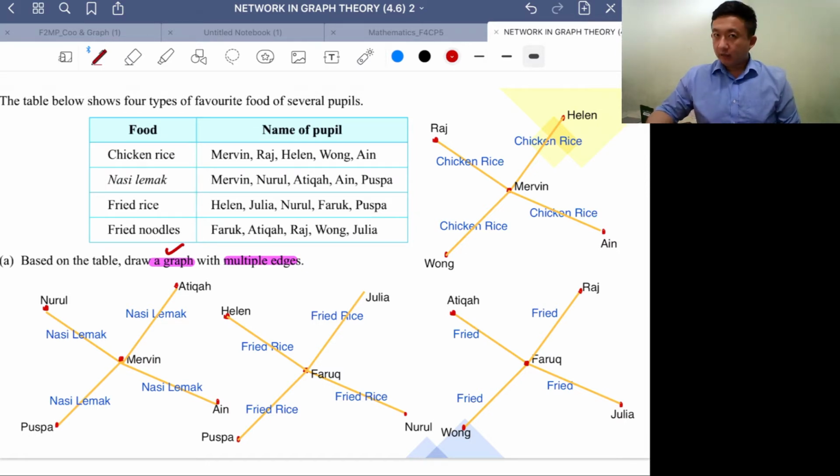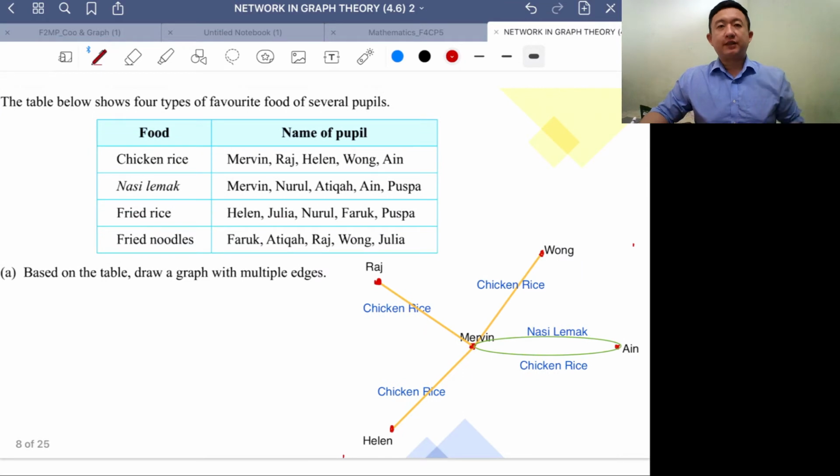Does it have multiple edges? Multiple edges means you have more than one edge connecting two vertices. In this case, you do not have any curved line, am I right? So it does not fulfill the case of multiple edges. So all the graphs over here are incorrect. Okay, what if we still use student as vertices and see what else we can do? If we still use student as vertices and I want to have multiple edges, then it depends on whether you can find the pattern or not.